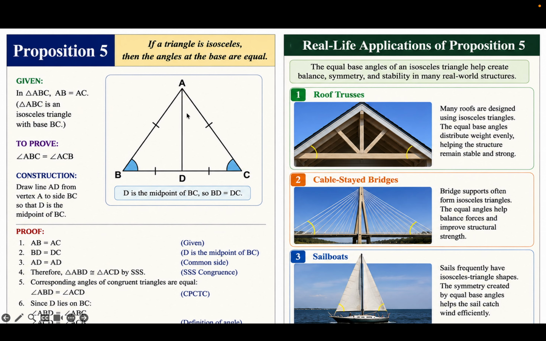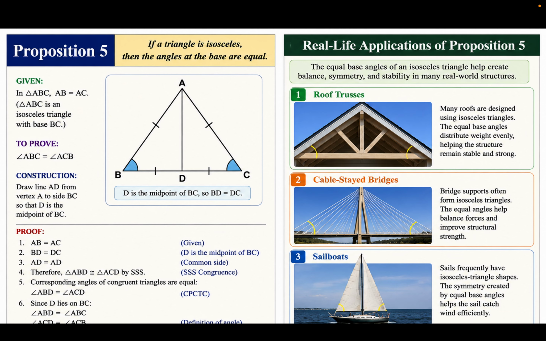And the thing we need to prove is that angle ABC is equal to angle ACB. So angle B and angle C should be equal. Those are the base angles of an isosceles triangle. To do this, we need to do a small construction. First of all, we will draw a line AD from vertex A to the point D, which is the midpoint of BC. That makes BD and DC equal, which will help us to prove this statement.